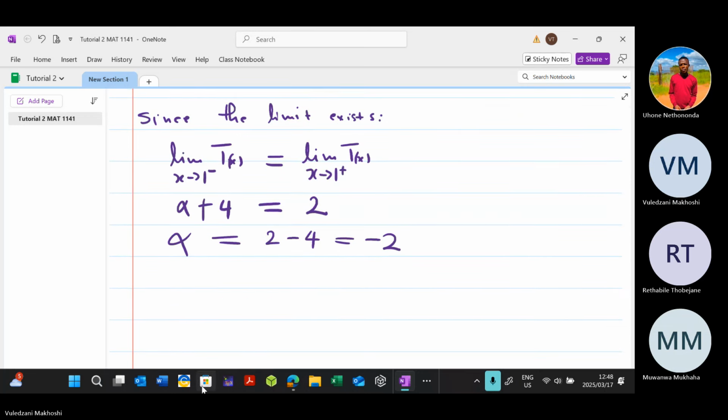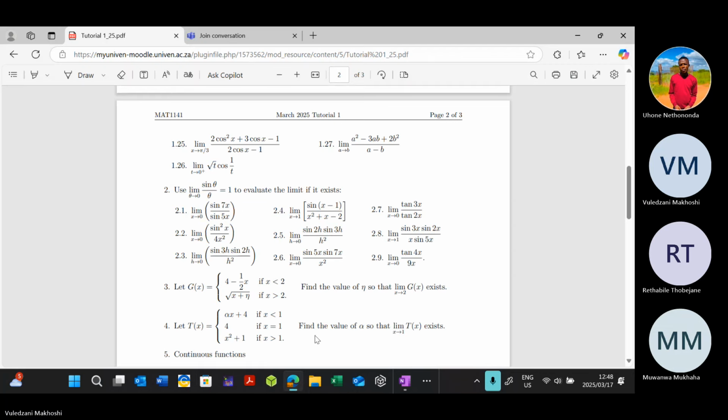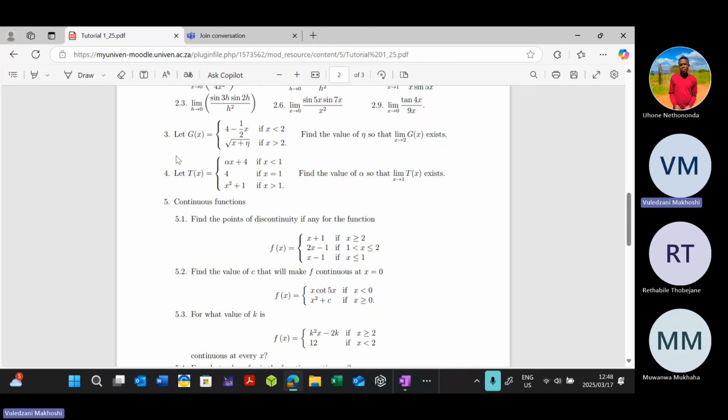All right. Then let us move on. You can look at number 3 yourself. Number 5 is about continuous functions. 5.1, we are saying find the points of discontinuity, if any, for the function. So where do we have a discontinuity, or where does this function fail to be continuous?